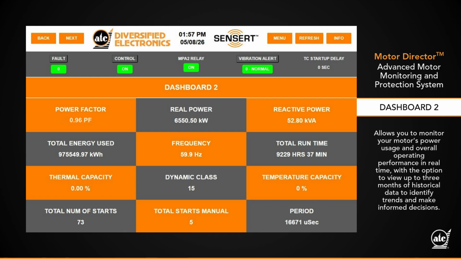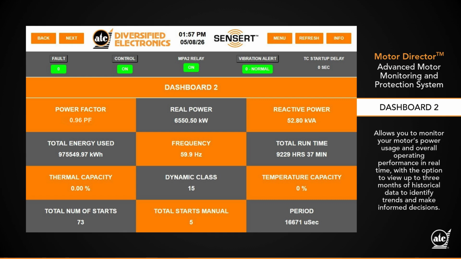Lastly, you'll see frequency and period, which both relate to the incoming power supply. Frequency, shown in hertz, indicates the stability of the voltage source, while period, measured in microseconds, represents the time of one complete cycle. Monitoring these values helps ensure your motor is operating under stable electrical conditions, which is critical for consistent performance and long-term reliability.